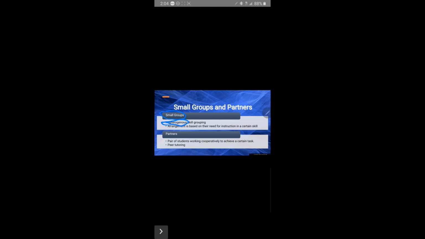But even though they have a difference in skills with multiplication, they are all grouped together to work on a different skill, and that different skill might be division. So it's just grouping students who have different levels of skill to work on a different skill. And let's look at the bottom bullet point here. Arrangement is based on their need for instruction in a certain skill.